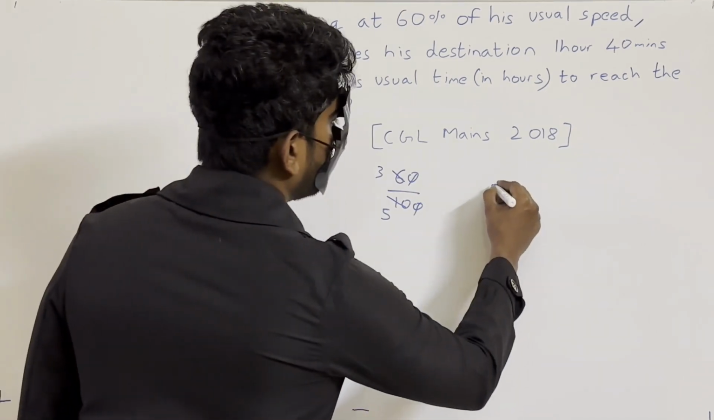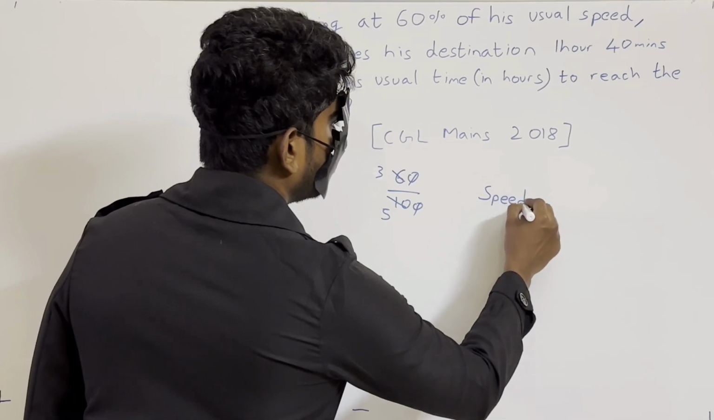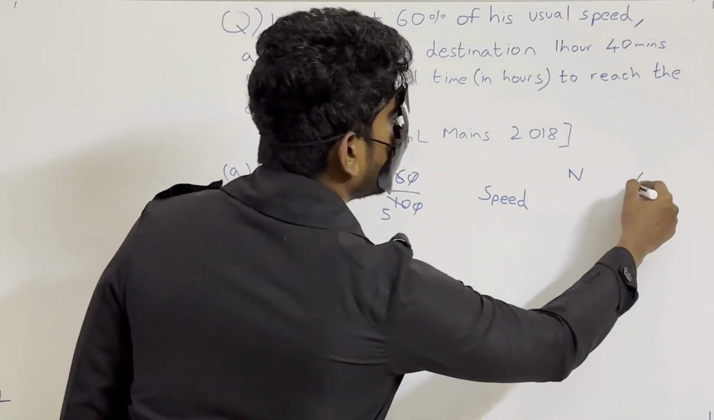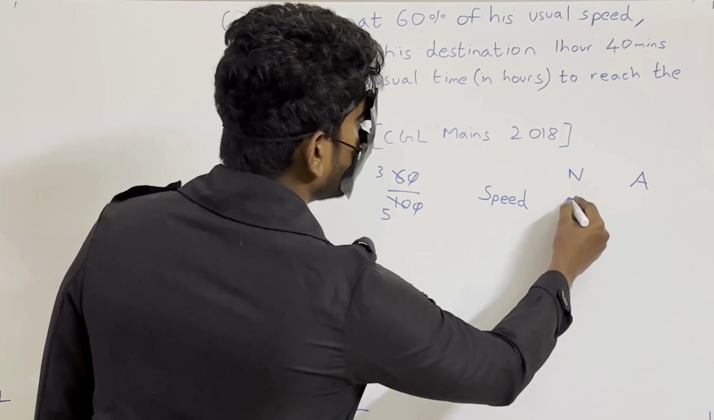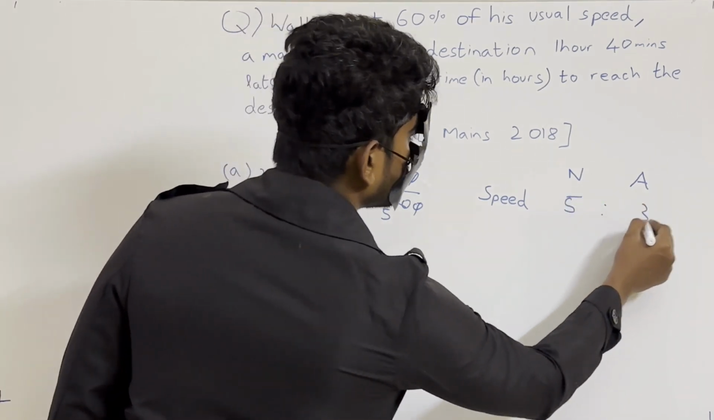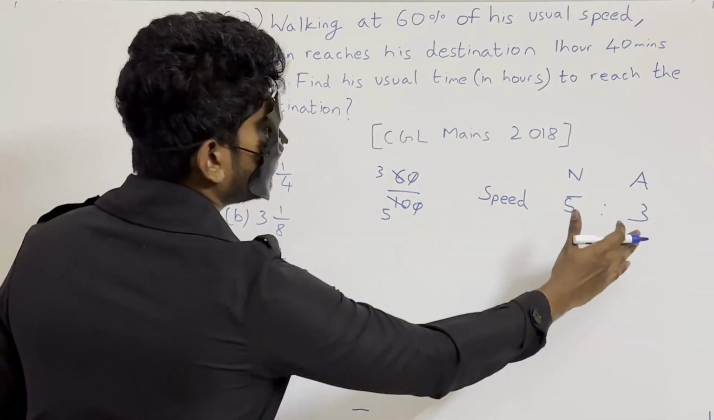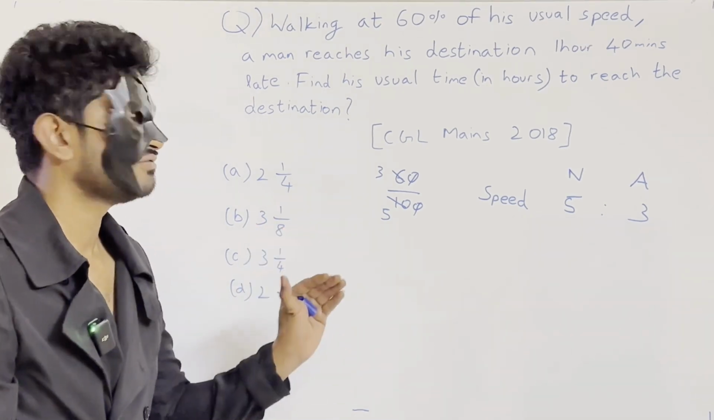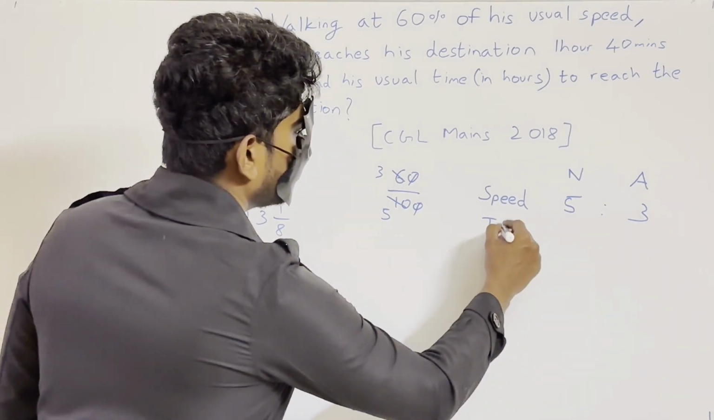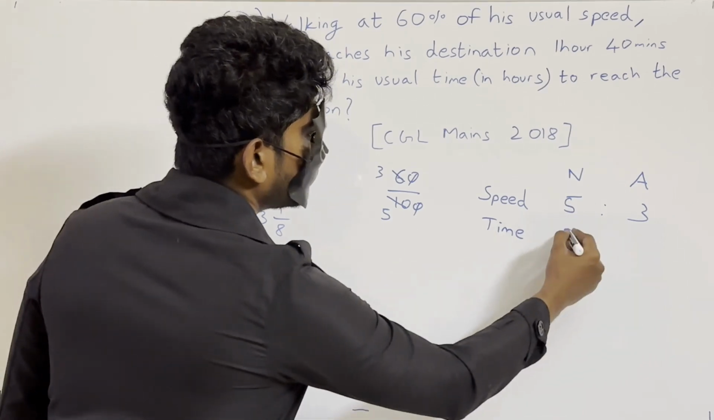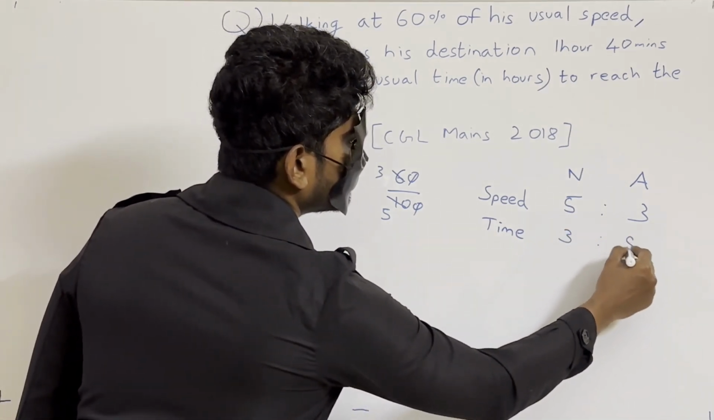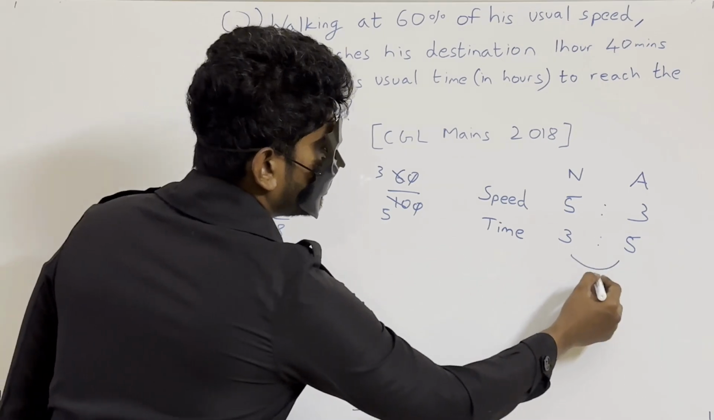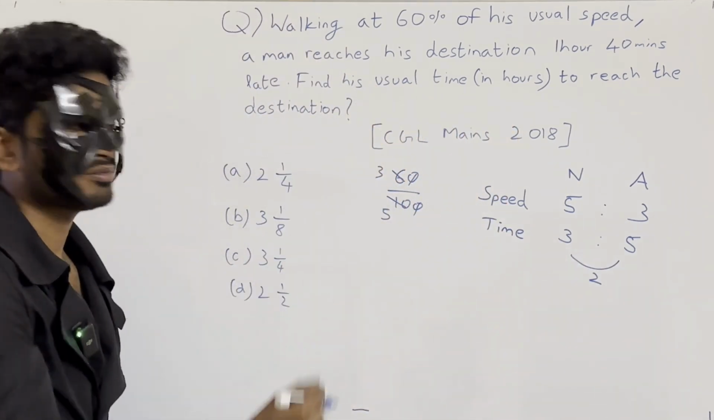So now we will take speed. Let's denote this by N for normal and A for abnormal speed. So the speed is reducing from 5 to 3 ratio, 3/5, right? So speed is reducing from 5 to 3. So here the distance is same, it's remaining constant. So as I already told you, when the distance is fixed, the time will be inverse. So time will change from 3:5 ratio. Now what is the difference? 5 minus 3, that is nothing but 2. This 2 ratio is given to be 1 hour 40 minutes.